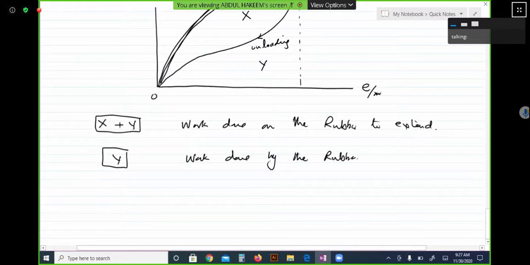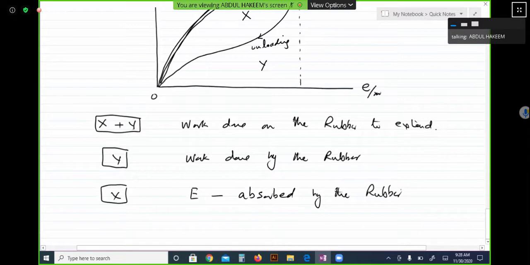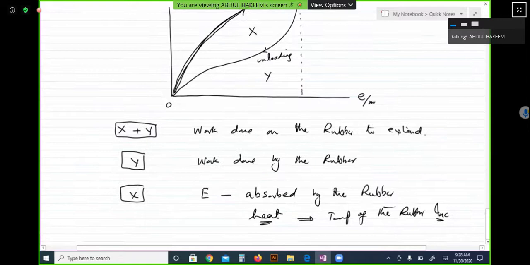Meaning the energy released by the rubber when it is unloaded, and the area just x within the loop is actually the energy which is not released by the rubber, it is absorbed by the rubber. In which form? Heat form. It is absorbed in the heat form. Hence, during stretching, the temperature of the rubber increases. It does not obey Hooke's law, but it's elastic.